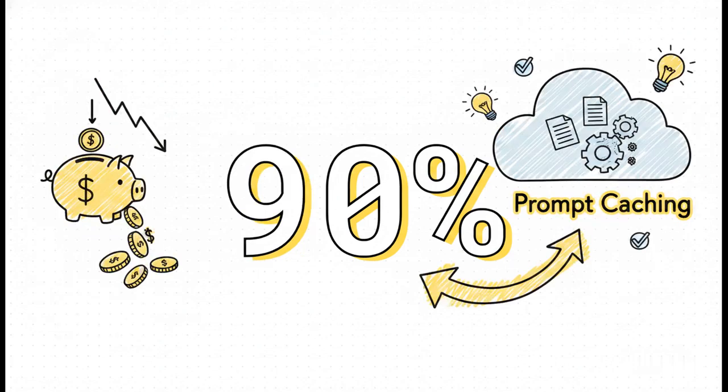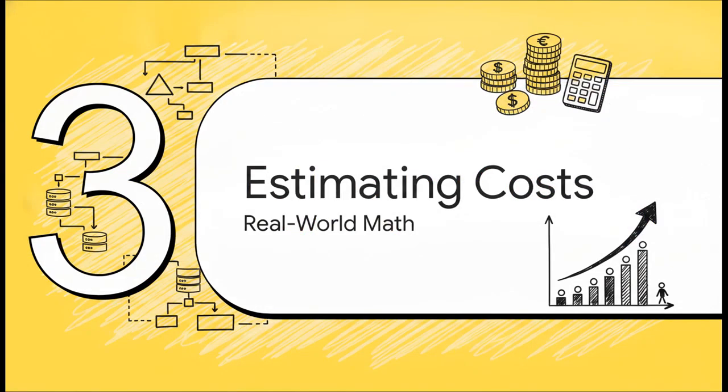And you can achieve an even bigger saving. We're talking up to a 90% cost reduction on input tokens by using prompt caching. Think about it. If you're constantly sending the exact same massive reference document to a model, prompt caching saves the model's computed understanding of that static text. So any subsequent requests just pull from that stored understanding, and it ends up costing you a fraction of the standard price. Okay, Section 3, estimating LLM API costs.